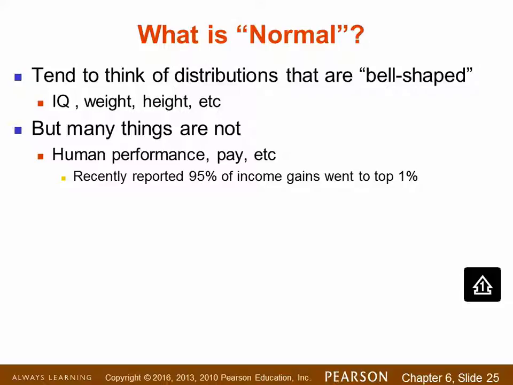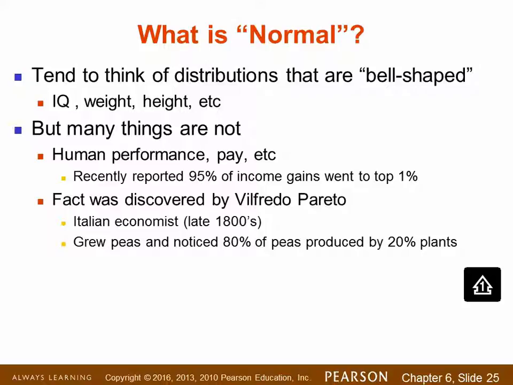And here's why. There was an Italian economist called Vilfredo Pareto. He had a beautiful mind. He thought about a lot of things. And one day he was out picking peas. He grew peas. And he noticed that 80% of the peas came from 20% of the plants. And that caught his attention. And he started to wonder, well, is that true for people? And it turns out it is. So this is a fact of nature.